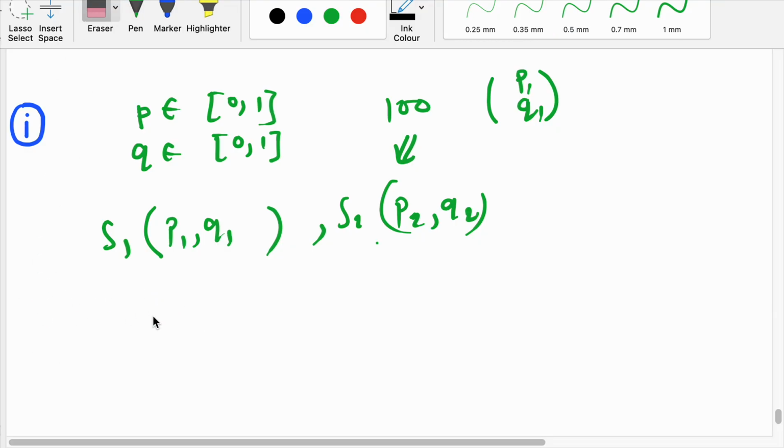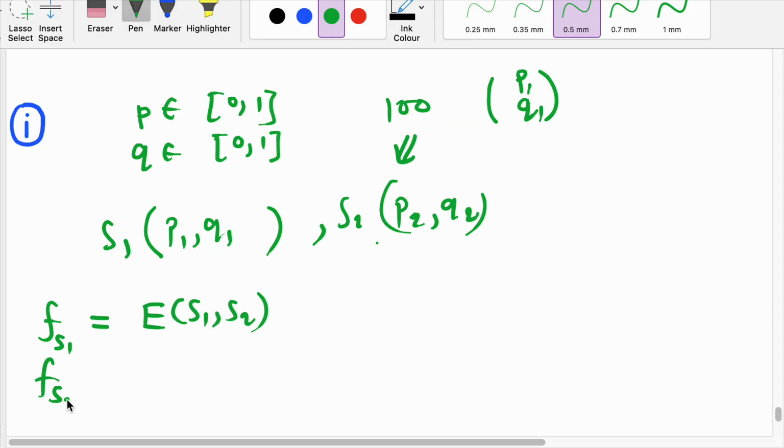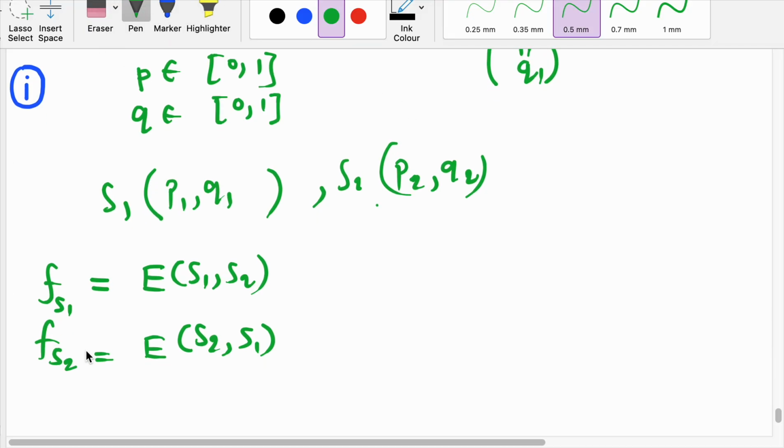So this will be the fitness of S1, P(S1, S2). Now the fitness of S2 will be P(S2, S1). Here I am not talking about 100, I will generalize to 100 in the numerics, but let's talk about only two strategies.